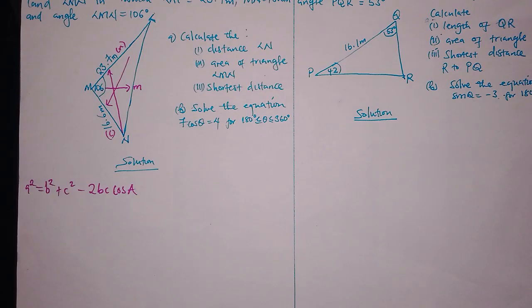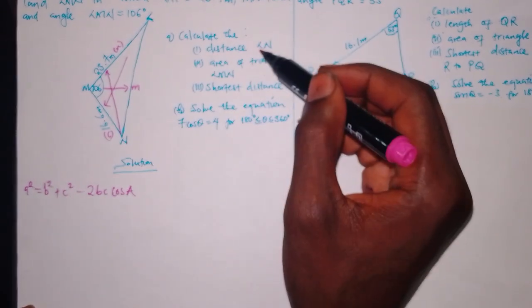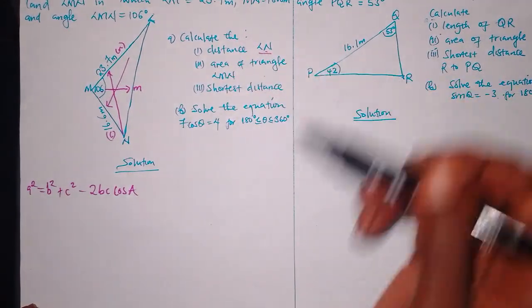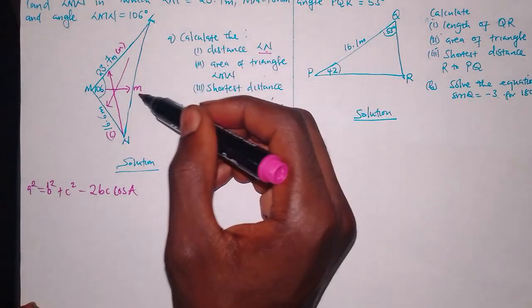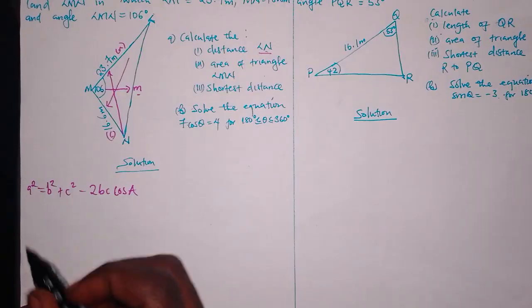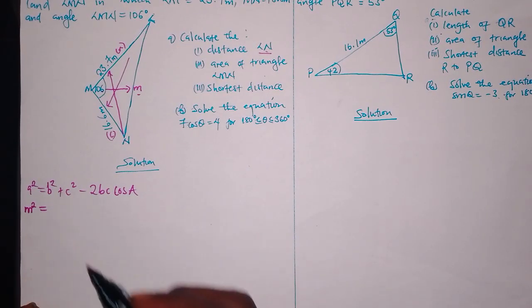So step 1, the side which you are calculating should be where A is. So ask yourself, which side am I calculating? We are calculating side what? LN. That's the distance we are calculating. So you say LN as M. So which means here you put M squared, then equals.